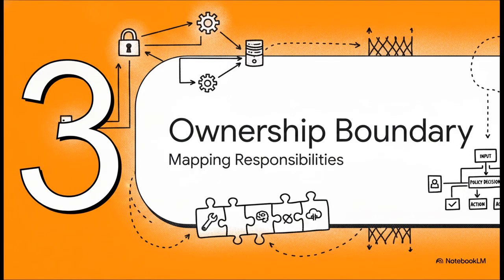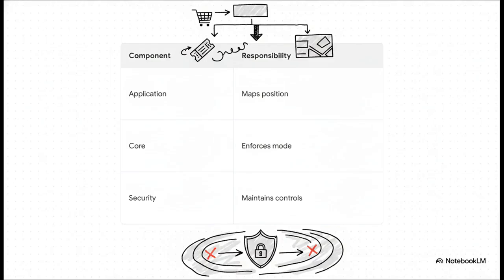Section 3. The ownership boundary. Mapping responsibilities. What's really fascinating about this architecture is how cleanly it separates concerns. The application is responsible for mapping its own position vocabulary. It knows what checkout means. Then we have the AI Fabric core. The core stays completely application neutral. It doesn't care at all what ticket means. Its only job is to enforce the selected server mode that the application maps to. Finally, we have security. Security controls remain entirely separate from this routing logic. This means your AI routing doesn't accidentally become your security bottleneck. It's a really elegant separation.